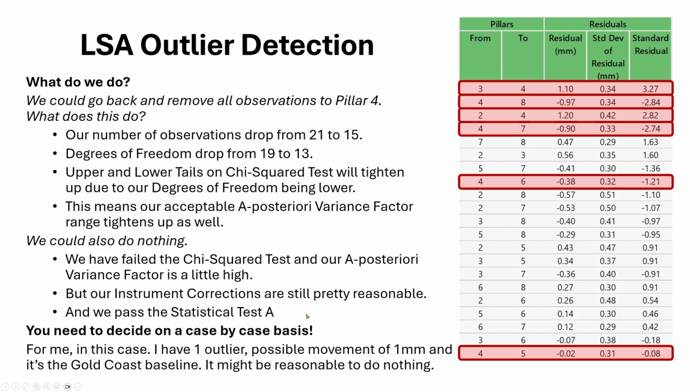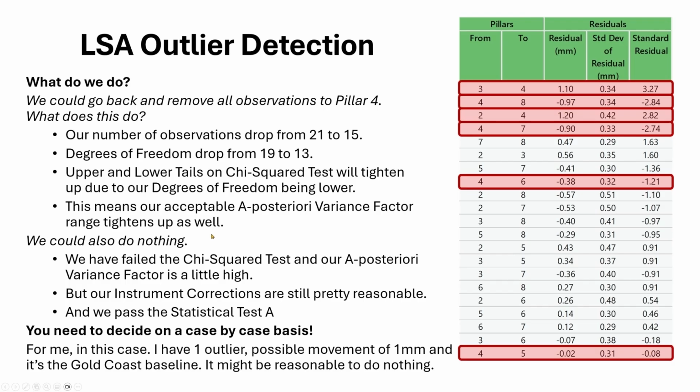So what do we do? We could go back and remove all the observations to pillar 4. Let's have a little think about what this does. Our number of observations would drop from 21 to 15. Our degrees of freedom would then subsequently drop from 19 to 13. This means our upper and lower tails on the chi-squared test will tighten up due to the degrees of freedom being lower. And this actually means our acceptable A-posteriori variance factor range tightens up as well. So it's just good to be aware of that.